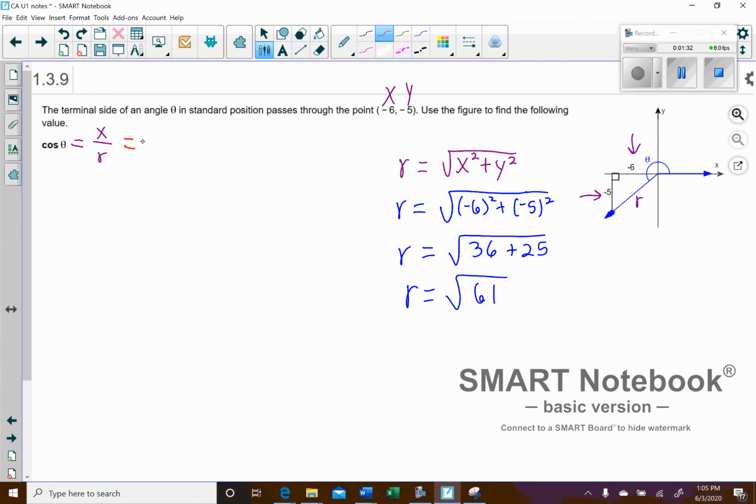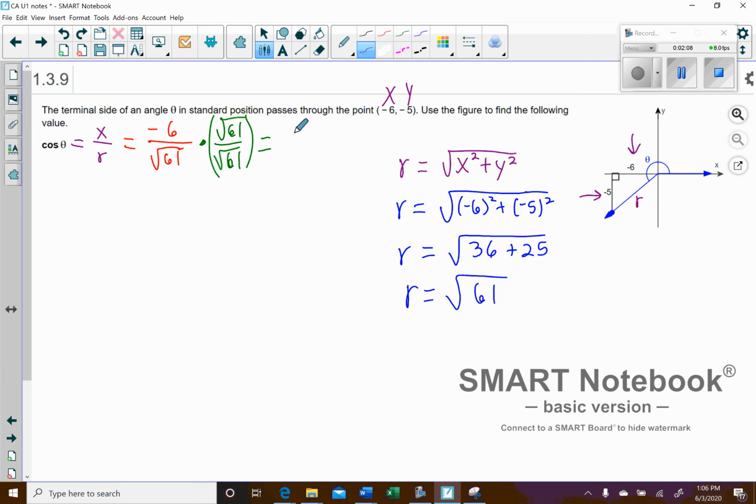So now when we plug this in, let's see, x is -6 and r is the square root of 61. Okay, the problem with this answer is that that's not a rational answer, and what I mean by that is your denominator can't be a radical. So in order to fix this, what we're going to do is we're going to multiply the top and bottom by the square root of 61, which is basically like multiplying by the number 1, because if you were to simplify that, that's just the number 1. But basically what we're doing is just manipulating this.